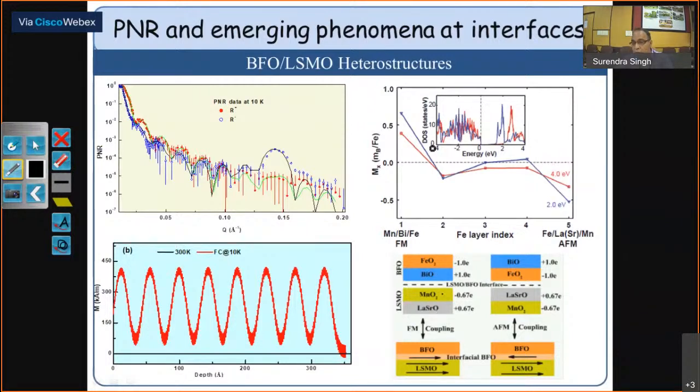As first principles calculations also suggested, when the iron and Mn at the interface are separated by bismuth, then we have ferromagnetic coupling. But when the iron and Mn are separated by La or Sr, then we have antiferromagnetic coupling. This is exactly what we obtained, and this study showed both ferromagnetic and antiferromagnetic coupling.